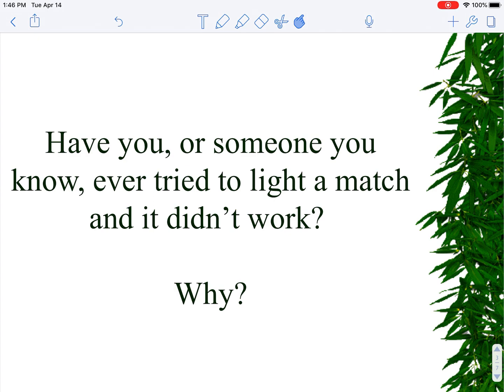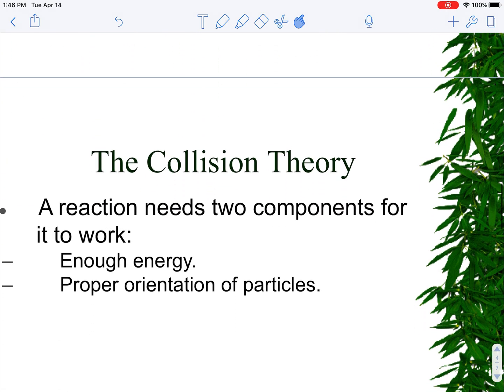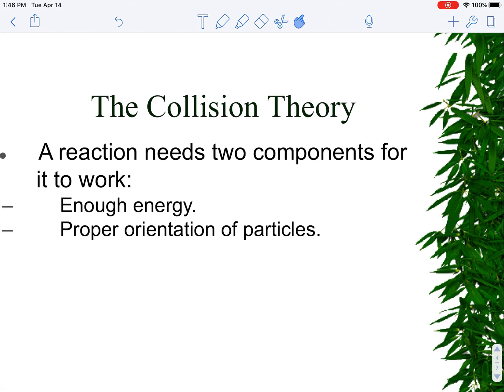Have you or someone you know ever tried to light a match and it didn't work? Happens to me all the time in the lab. But why? It has to do with the collision theory.